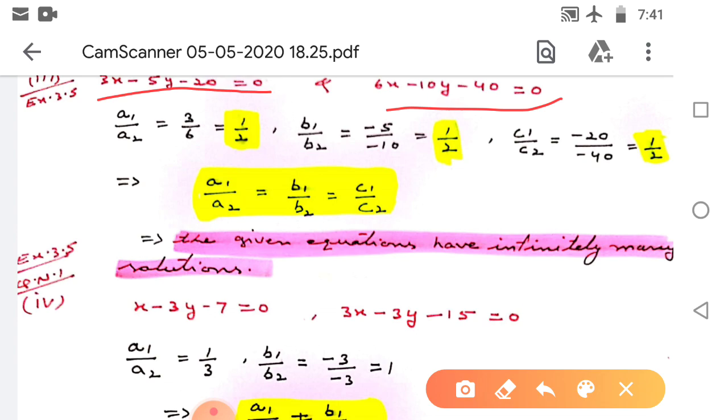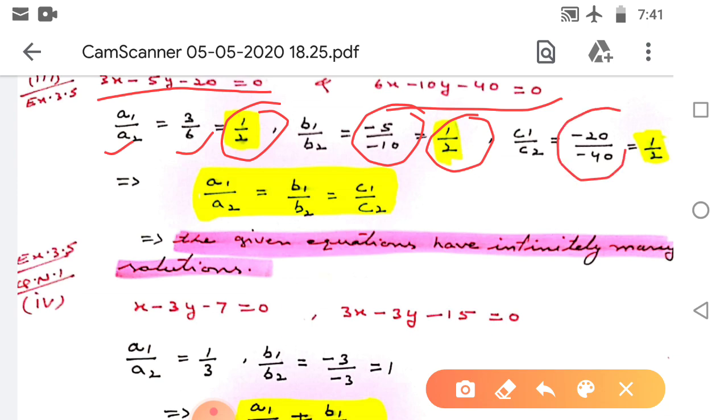Again, find the value of a1 upon a2, b1 upon b2, and c1 upon c2. So look at here, a1 upon a2 is 3 upon 6, which is actually 1 upon 2. Now b1 upon b2 is minus 5 upon minus 10. Again, this is 1 by 2 in simplest form. And c1 upon c2 is minus 20 upon minus 40, which is equal to 1 by 2.